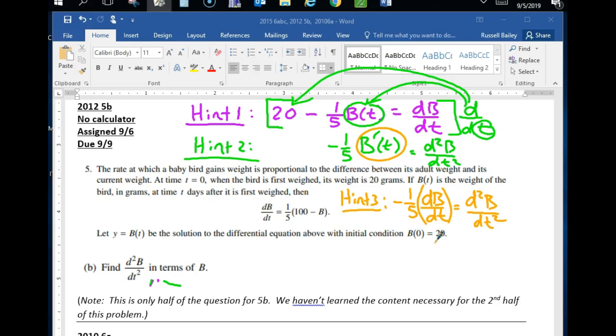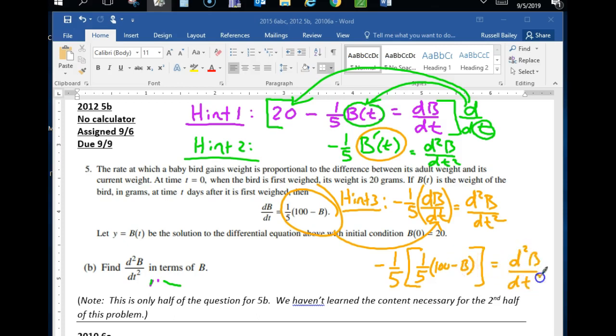Well, the answer is db dt is that. So you're going to take this and put that in the place of the db dt, and you've got an answer now. So you would end up with negative 1/5 times (1/5 (100 minus b)) equals the second derivative. And so there you guys have it. You could simplify it too if you wanted to, but this is good enough.